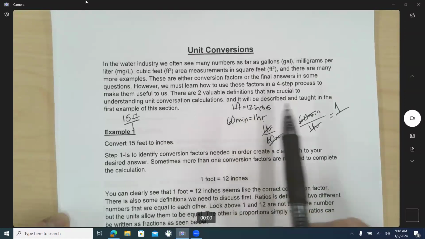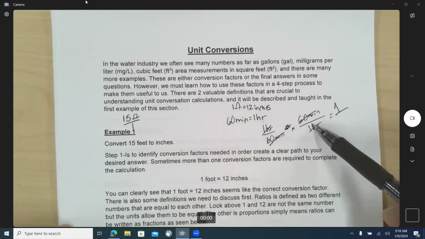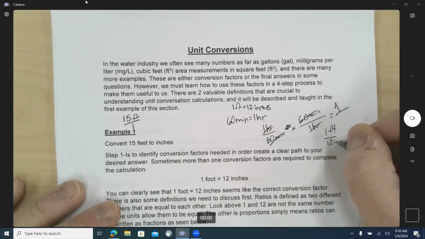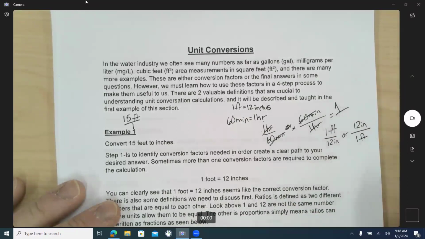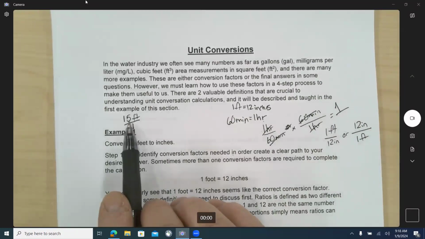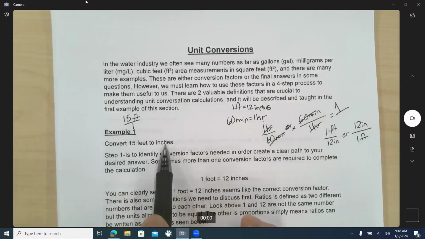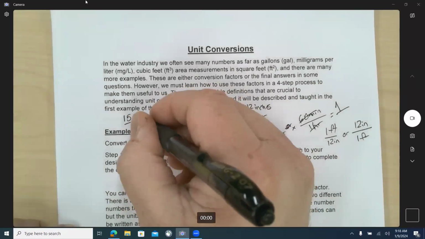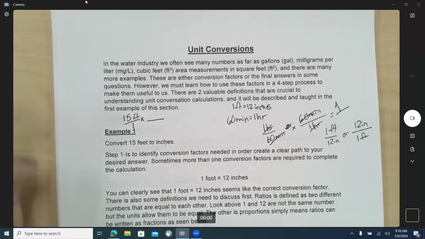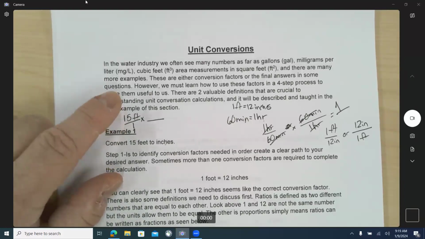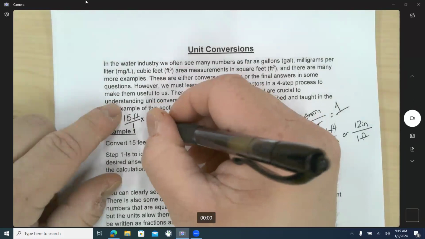Just like we talked about, it can be written as a fraction. 1 foot can be over 12 inches, or 12 inches over 1 foot, correct? Remember, a conversion factor is converting from what you have to what you need to get, so feet to inches makes sense. And then we need to arrange it so that feet cancel out. So here, my feet are on the top, correct? So where do my feet have to be to cancel? Well, they have to be here.